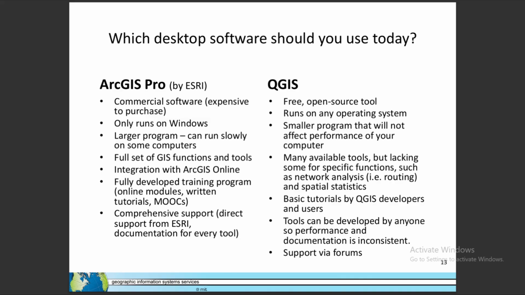My recommendation: if you have access to ArcGIS Pro through your institution, use it for professional work. If you need a free, cross-platform option, or if you're working in open-source environments, QGIS is an excellent choice. Many GIS professionals use both.